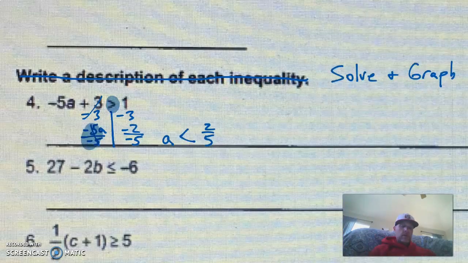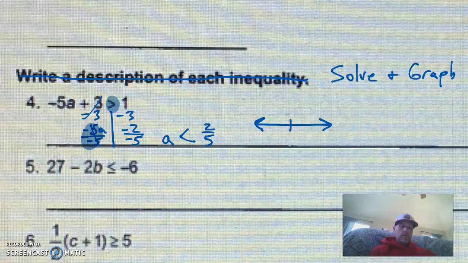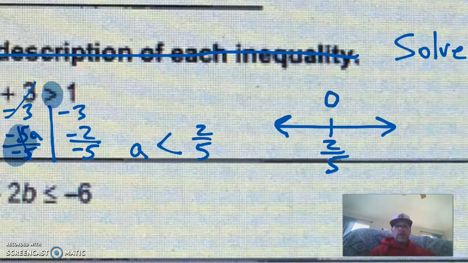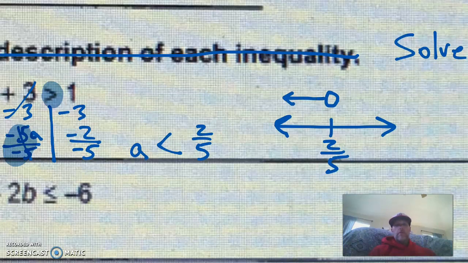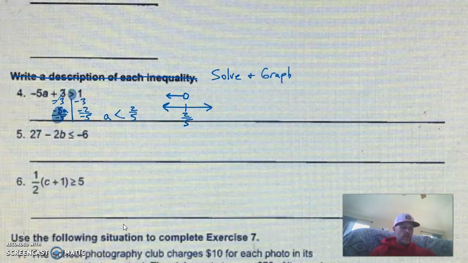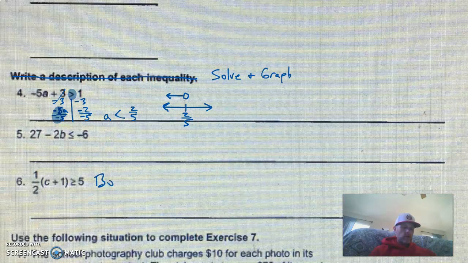Okay. So same thing, just draw a little poor man's number line, as I would call it. Put 2/5 in the middle. Don't go crazy. Is it equal to 2/5? No, it's not. So it's not shaded in. It's an open circle. It's not equal to 2/5. It's just everything less than 2/5. You're going to do the same thing for 5 and 6. Number 6 is bonus. How about that?